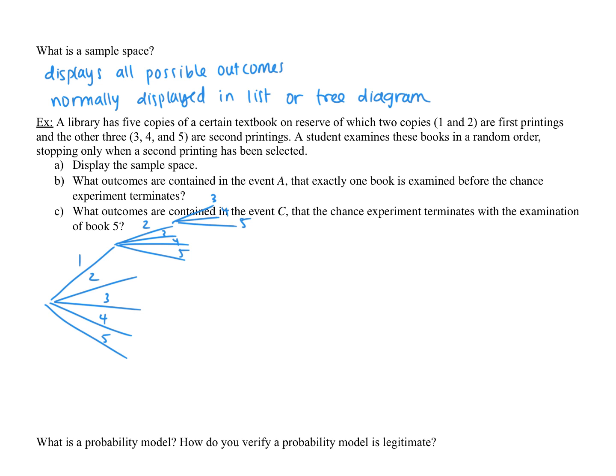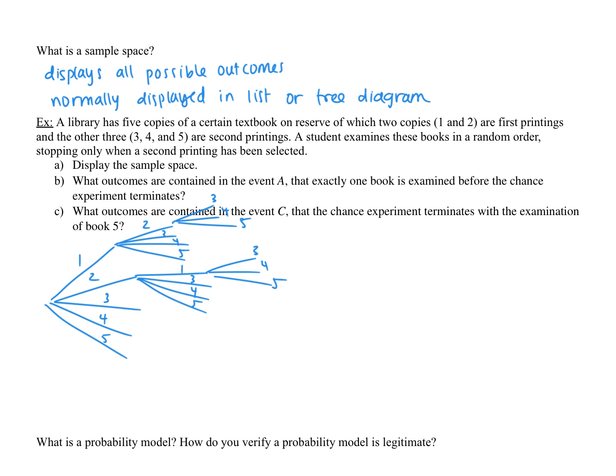So one possibility is 1, 2, 3, 1, 2, 4, 1, 2, 5, 1, 3, 1, 4, 1, 5. Similar idea. If the first book that I choose is 2, that's a first printing, I'm going to choose again. So then my options are 1, 3, 4, 5. If I choose 2 and then 1, they're both first printings, so I have to go again. And I would stop when I get 3, 4, or 5.